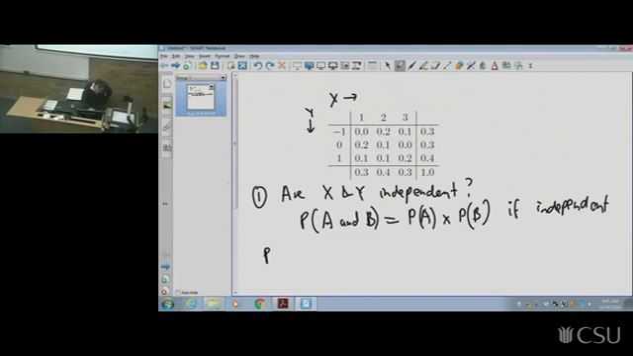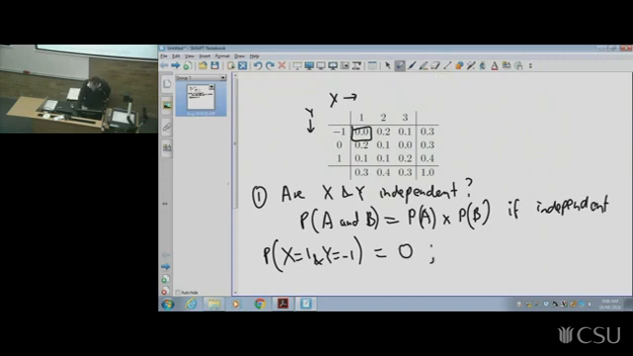Let's check what's the probability that x equals 1 and y equals -1. Let's check that joint probability out. We're just picking the very top square. What's the joint probability of x equals 1 and y equals -1? 0, that's right. It's just that number there. That's a 0.